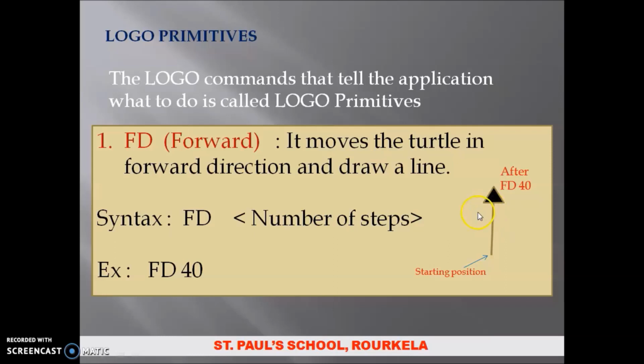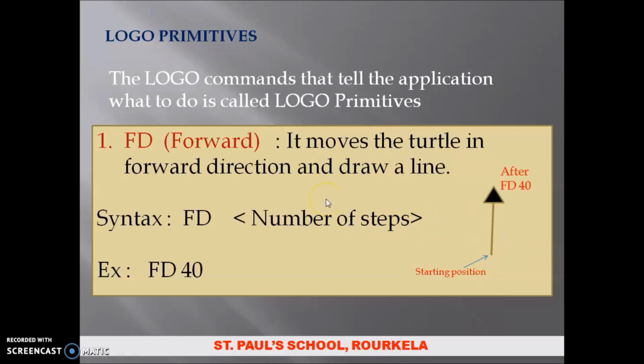Now here a question arises: what do you mean by 40? 40 steps means what? Is it 40 centimeter, 40 millimeter, 40 kilometer or 40 meter? No, here 40 means 40 pixels. Pixel means points. Here on the screen, it counts 40 points from this position to this position, and it will move like this. So the unit is pixel, meaning points. FD 40 means it will move 40 points from the starting position in the forward direction.